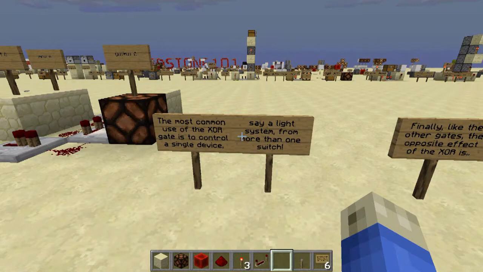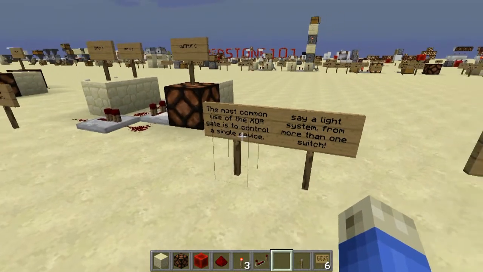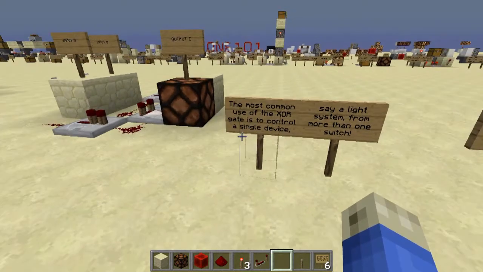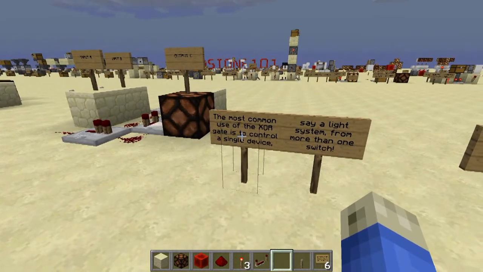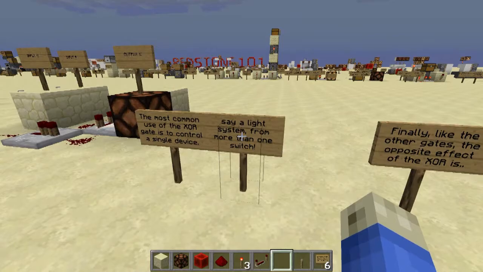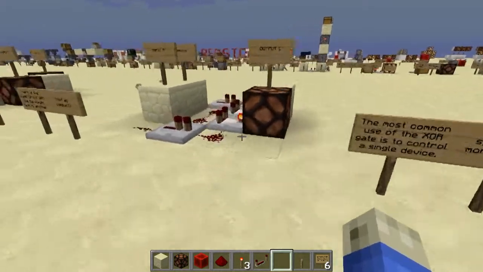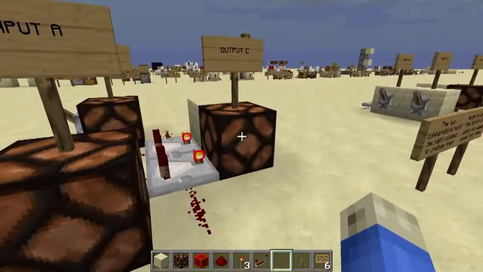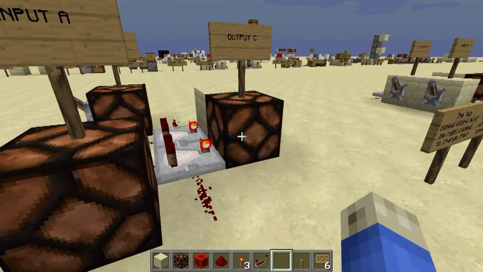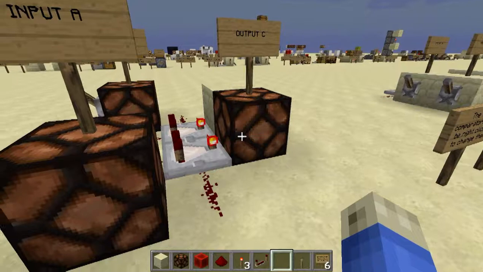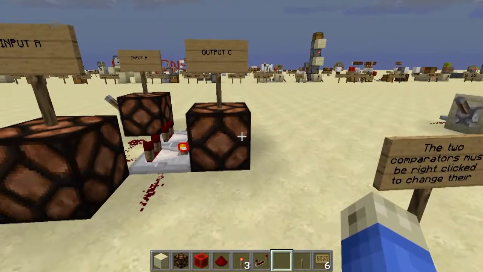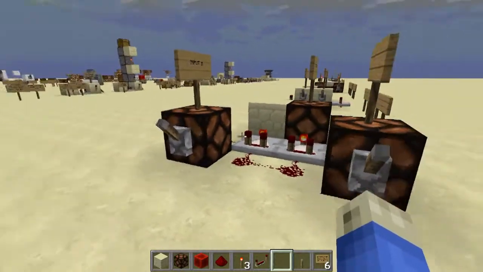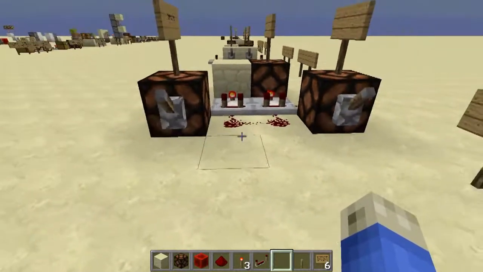And just like the rest of the common circuits, the most common use of the Xor circuit, Xor gate, is to control a single device from multiple points, say a light system. So think about it this way. Let's say you had one light switch, or this is an array of lights, say, connect this to a bunch of lights in your house, and they're all on, or they're all off. And you want to have multiple switches throughout the house to turn them on or off.